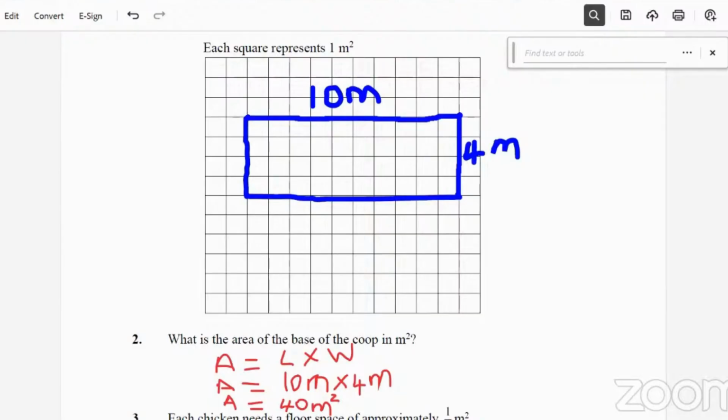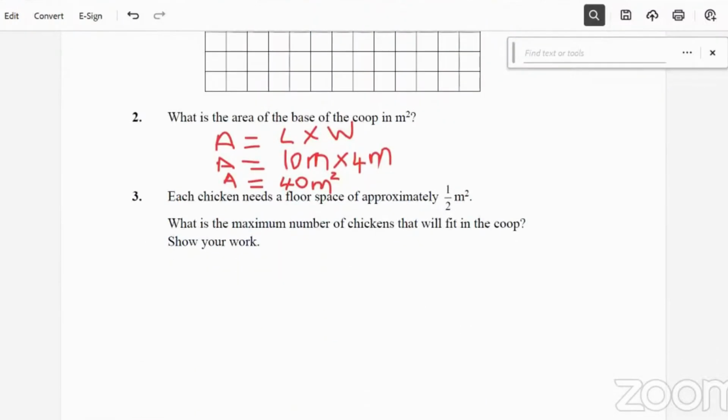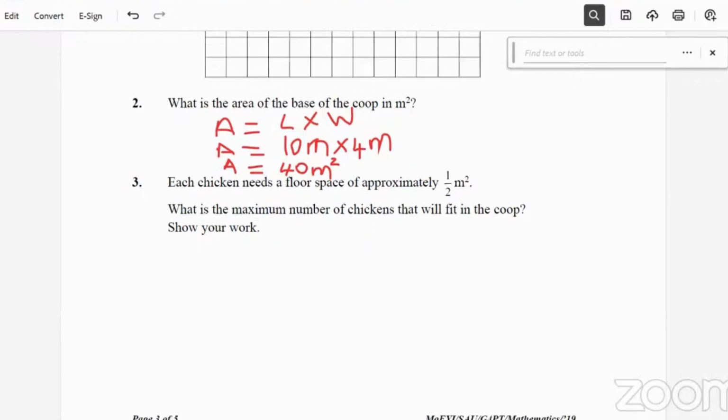What's the area of the base of the cube in meters square? Area is length times width, so it's 10 meters times 4 meters. That gives us an area of 40 meters square. Now, question 3 says, each chicken needs a floor space of approximately half meter square. What is the maximum number of chickens that will fit in the coop? Show your work, okay?